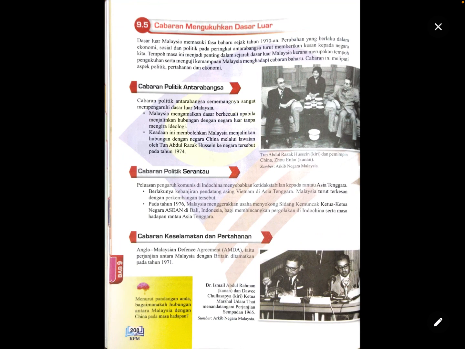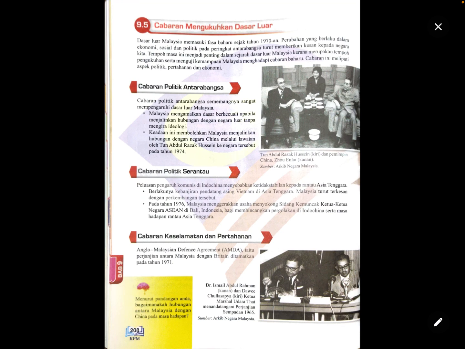Next is cabaran politik serantau. So what happened was, within Southeast Asia, Vietnam had some issues. They had a flood. So Malaysia was also affected, because a lot of people, not a flood, I read it wrong. It's when a lot of refugees came. A lot of Vietnamese refugees came to other countries during the Cold War, and this included Malaysia. A lot of Vietnamese people came to Malaysia. And then this was during Indochina, which included Vietnam, Laos, and Cambodia. I forgot the exact three countries.